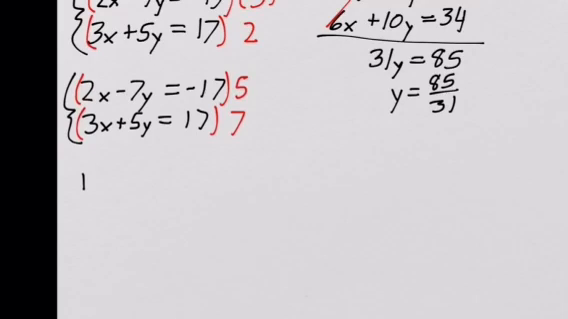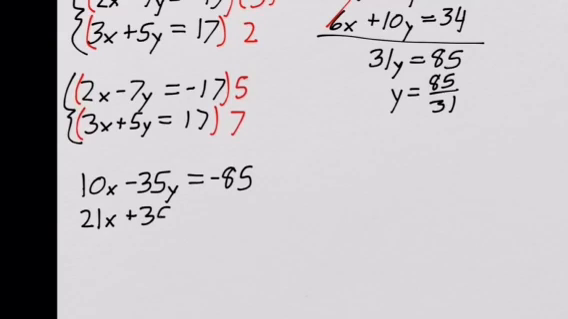That's going to give me 10x minus 35y is equal to negative 85. And then 21x plus 35y is equal to 119.